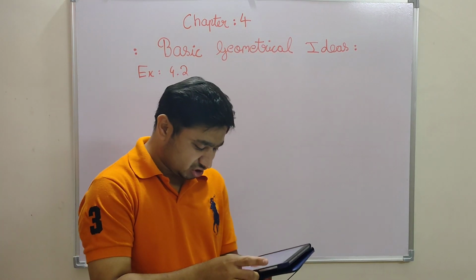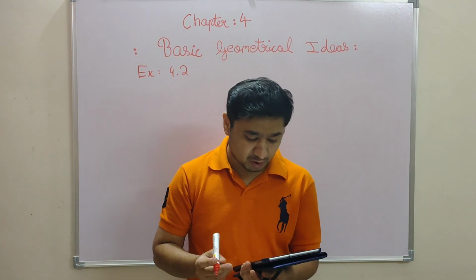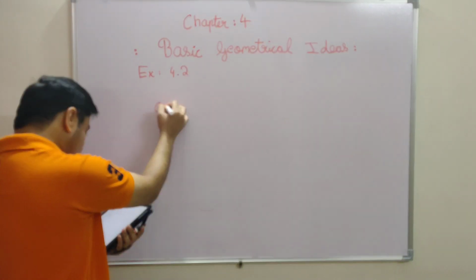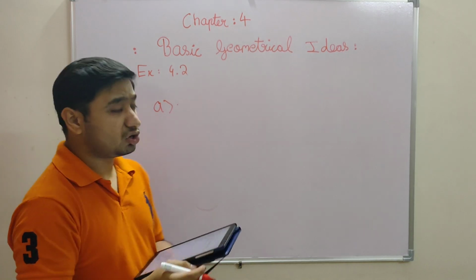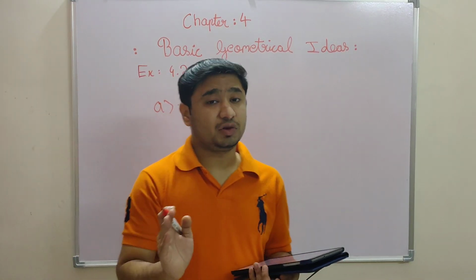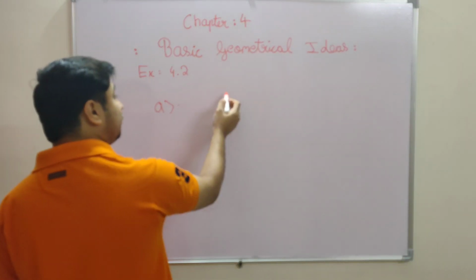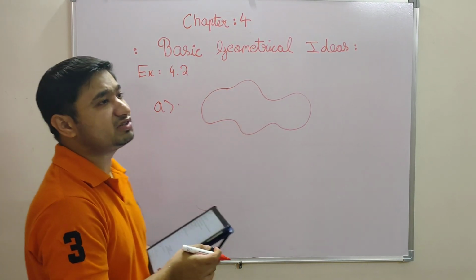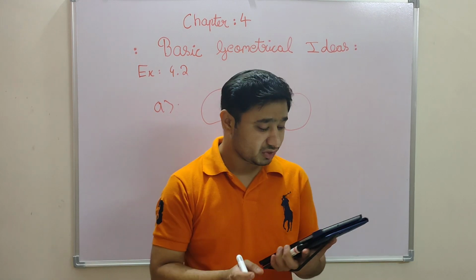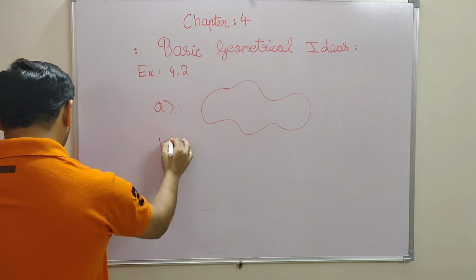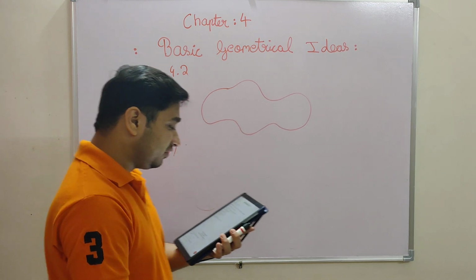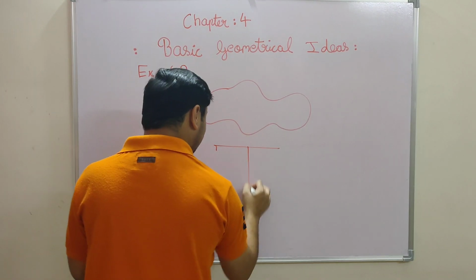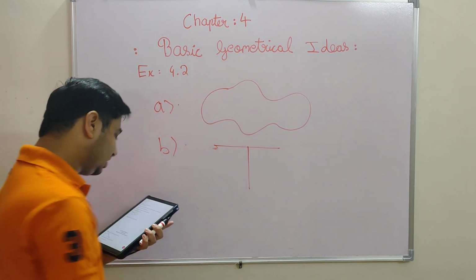Question number 5: illustrate, if possible, each of the following figures with a rough diagram. A closed curve that is not a polygon. It should be closed but not a polygon, because a polygon has to be made with sides. B option, an open curve made entirely of line segments. So this is the line segment.